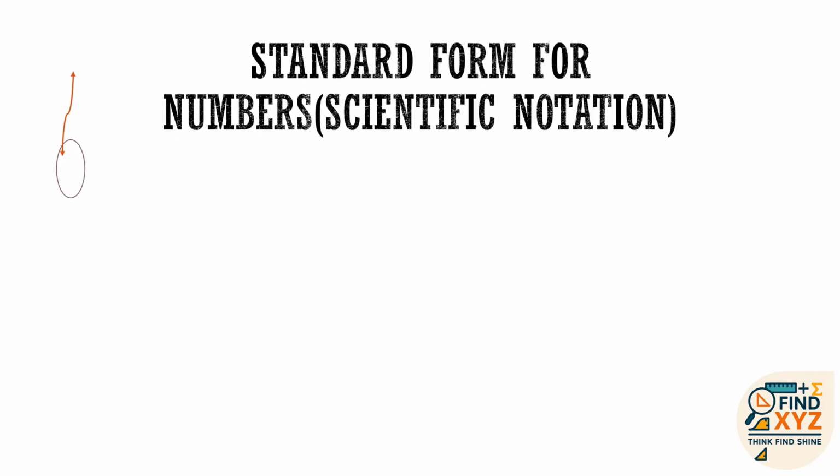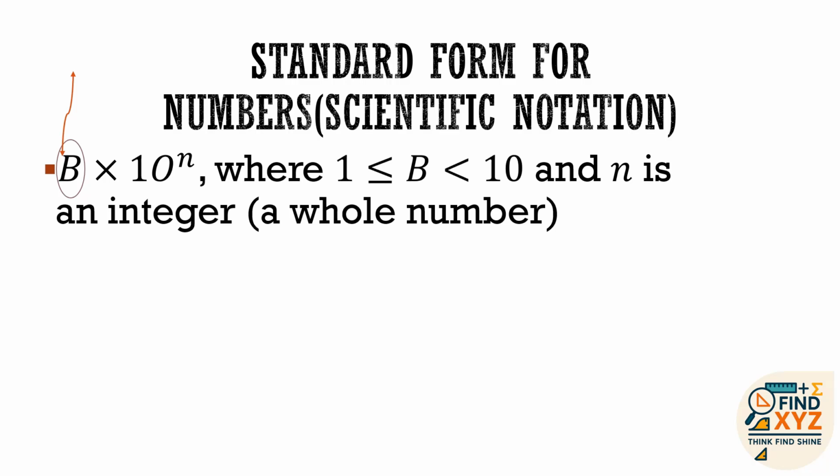Now, what is standard form or what is scientific notation? It is a way of expressing a very large or very small number as a product of a number. What is the name of that number? It's called mantissa or significant. That is between 1 and 10, where 1 is inclusive but 10 is exclusive, and the power of 10.